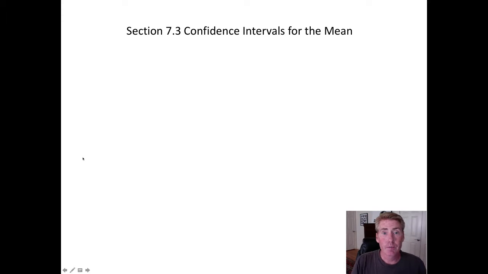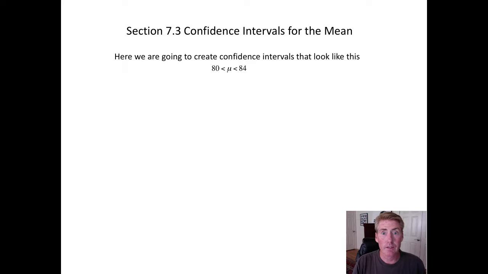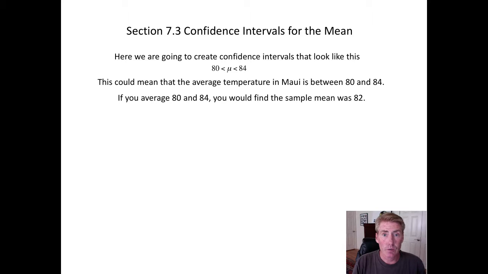Okay, on to section 7.3, confidence intervals for the mean. So the idea is we're going to be making confidence intervals that look something like this. This says the mean is somewhere between 80 and 84. That one right there could be something like the average temperature in Maui, somewhere between 80 and 84. Well, if you find the number that's in the middle of 80 and 84, that's going to be an 82.